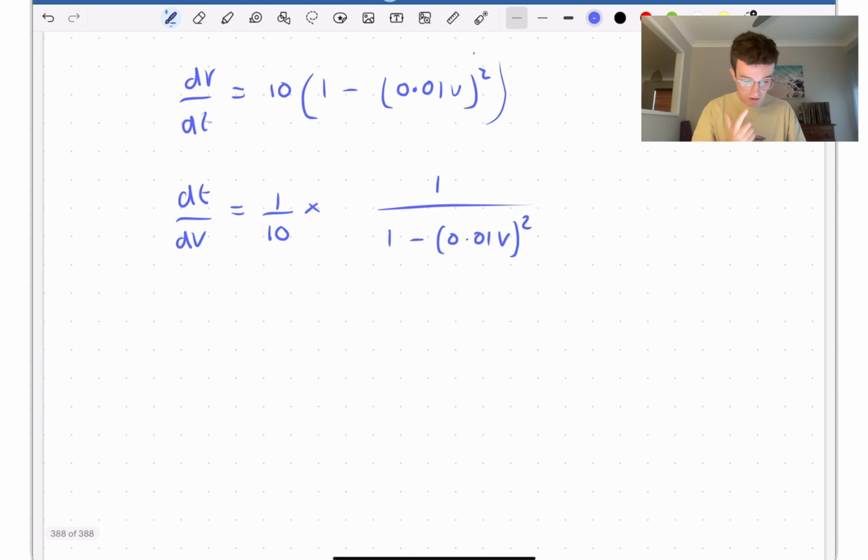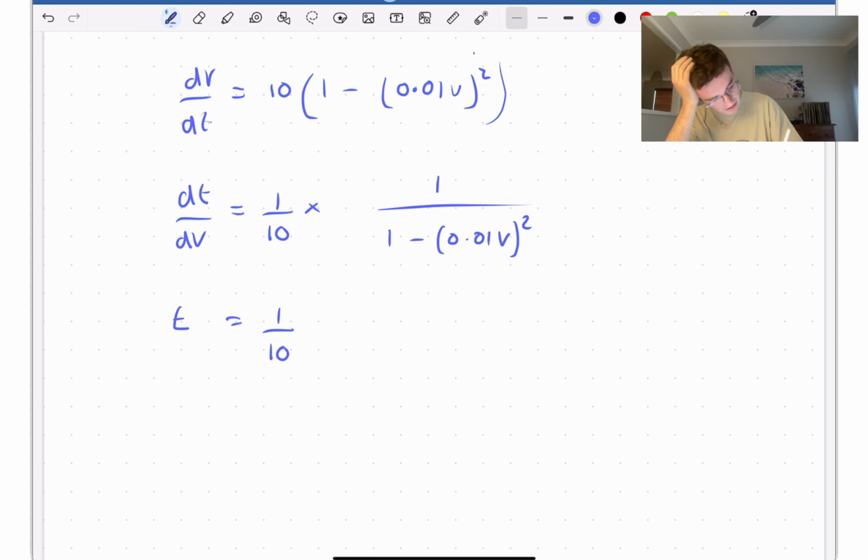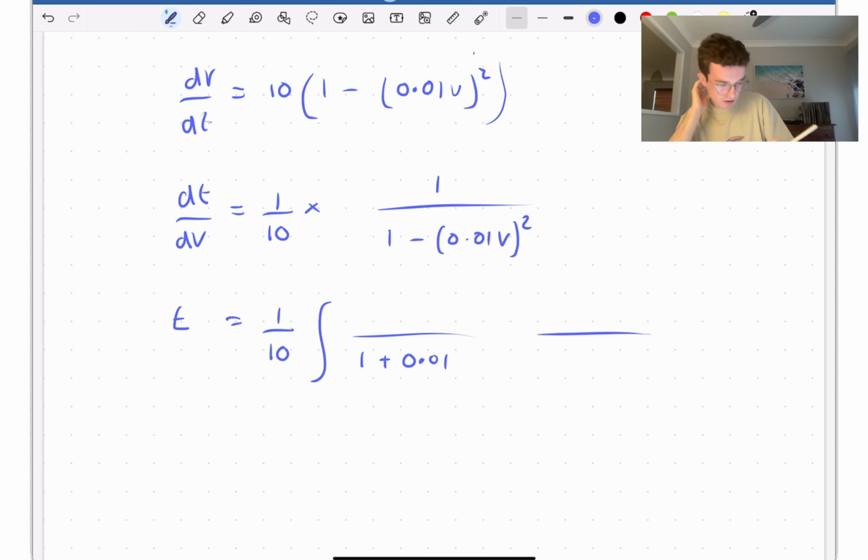Okay, now we're thinking, how can I integrate this? It's not a tan inverse because you need a plus here and a v on the top. It's not an ln because you'd need a v on the top as well. So I reckon it's going to be partial fractions. That's our other thing that we can use. So time is going to be 1 on 10 times the integral. On the bottom we're going to have 1 plus 0.01 v. This is a difference of 2 squares, we can see. And it's going to be 1 plus 0.01 v times 1 minus 0.01 v.